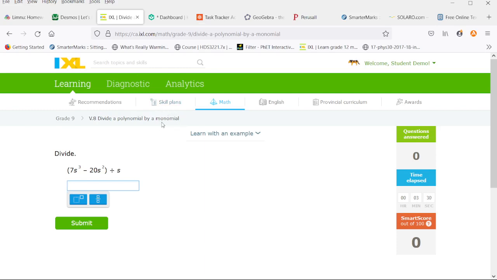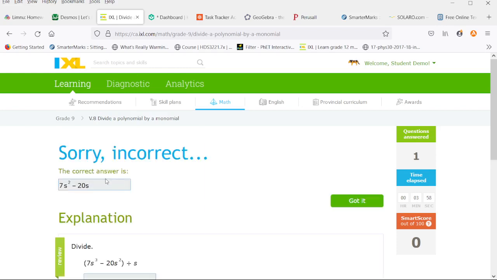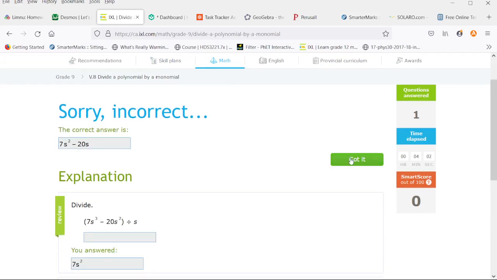So remember, a monomial is a polynomial that has one term. It could have coefficients or not. It could have more than one variable with exponents other than 1, but there are no addition or subtraction signs in it. So in this case, if we're dividing 7s cubed minus 20s squared by s, we just reduce each power of s by 1 because we are dividing by 1 power of s, and I accidentally hit enter when I was going for the minus key.